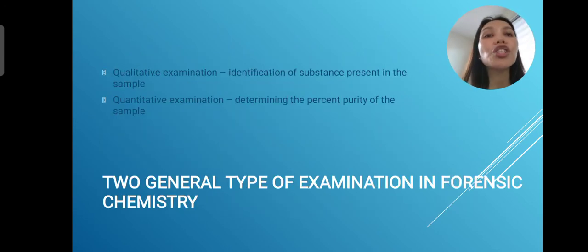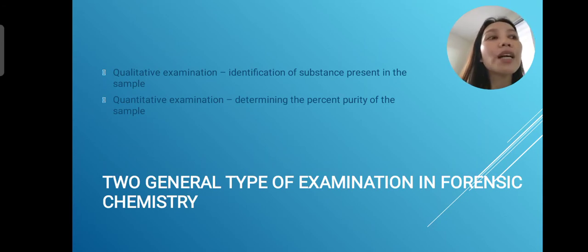There are two general types of examination in forensic chemistry. It is called the qualitative examination and the quantitative examination. So, sa qualitative examination, from the root word quality, it is used to identify the substances present in the sample. So, identification lang yung ginagawa sa qualitative examination. Most of the examinations in dangerous drugs and other specimens being handled in forensic chemistry is qualitative in nature.